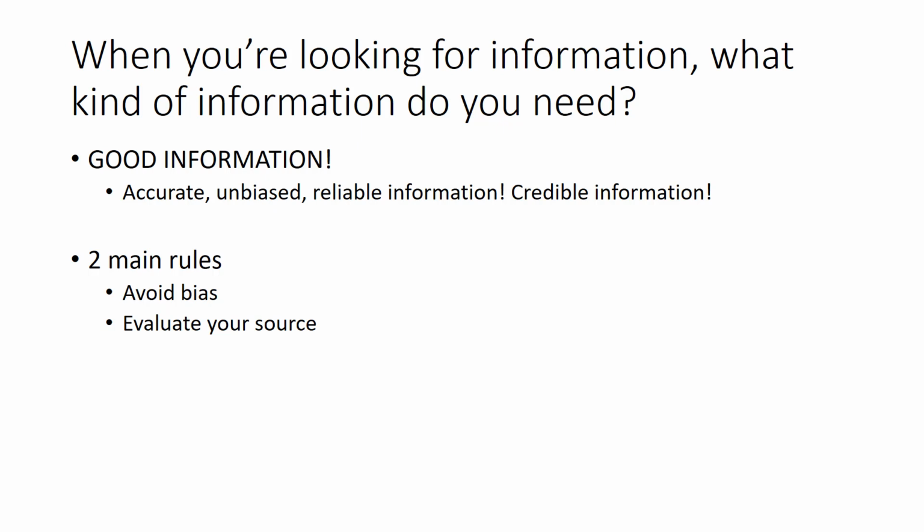So there are two main rules for doing this. One is avoiding bias, and we're going to talk about one kind of bias here in the next couple of slides, but that's also what your Harvard Business Review article is about, and a couple other things. So avoiding bias, we'll talk about that more, and then evaluating your source, and we'll talk about that one more too.